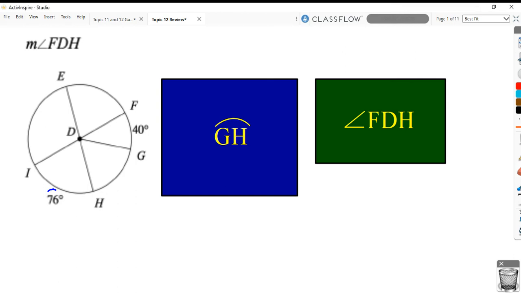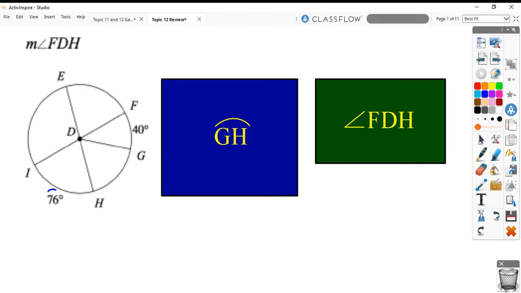Okay, we are looking at the topic 11 and 12 review. This is also the review for DCA number 5, everything that you would ever need to know about circles. As we look at question number 1, it is asking about angle FDH. Angle FDH is this one that I'm outlining right now, and that's the angle it's asking about.